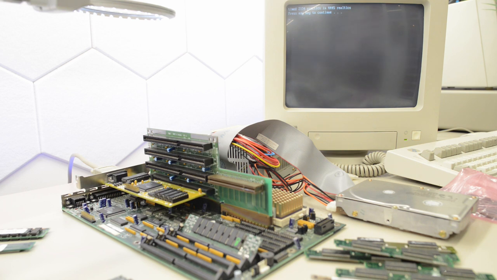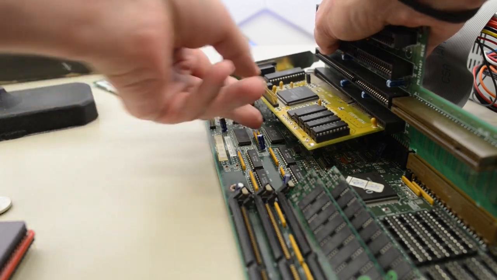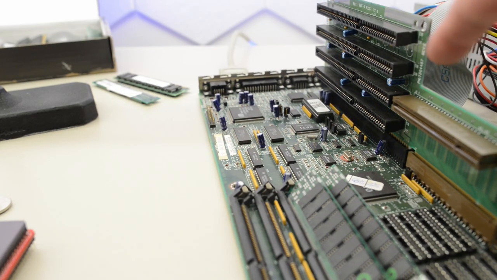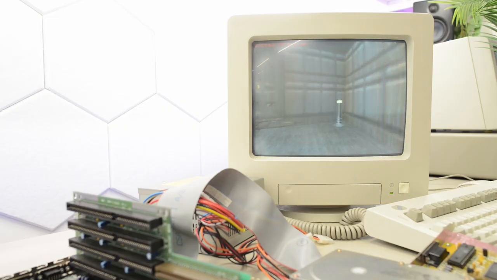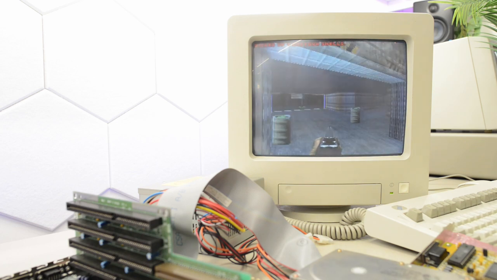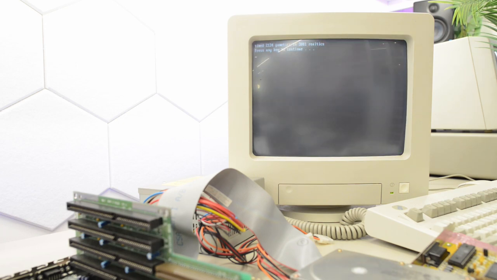4,445 real ticks. So this board doesn't seem to care much about EDO RAM. Now let's see if that Cirrus Logic 5430 is hooked up to the ISA bus or the local bus. Okay, here goes. Let's see if we have local bus graphics or not. I think we do. And we've got 3,881 real ticks.